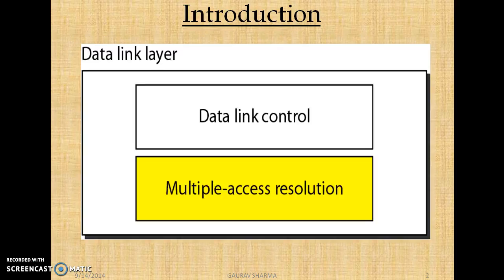The data link control basically consists of many parts such as error control and flow control, while the multiple access resolution handles the contention between the many stations, as there are many stations that want to access the channel. If some stations want to contend with each other, then they will follow the multiple access protocol.